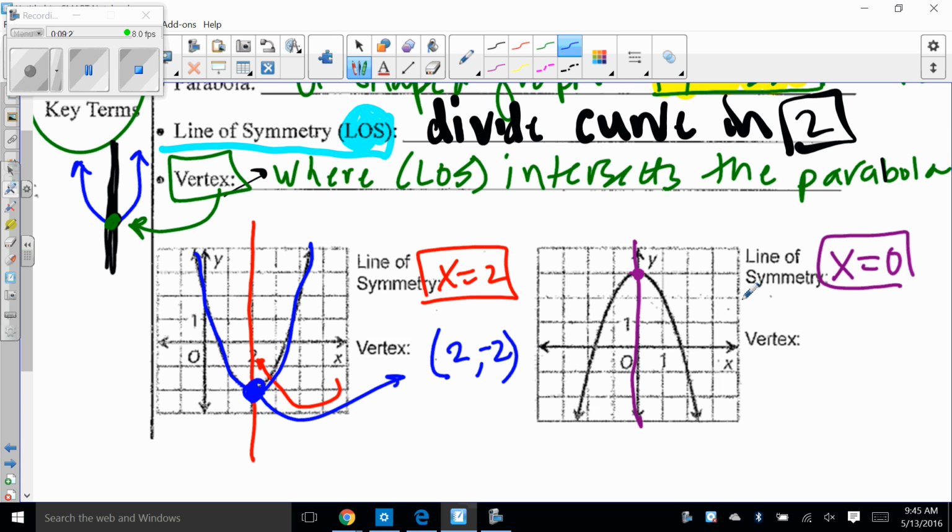So the vertex is the place where the purple line and the red parabola hit. And that's happening right here. So that's my vertex up at 1, 2, it looks like 3. So we're going to go over 0, up 3, which would be known as the vertex. Go ahead and get those notes taken.